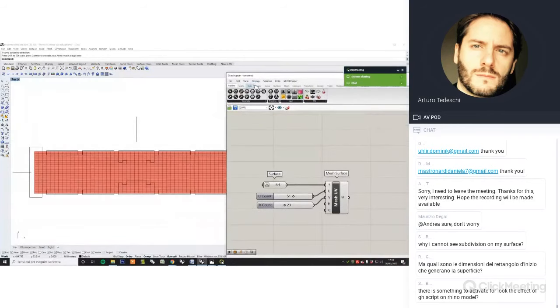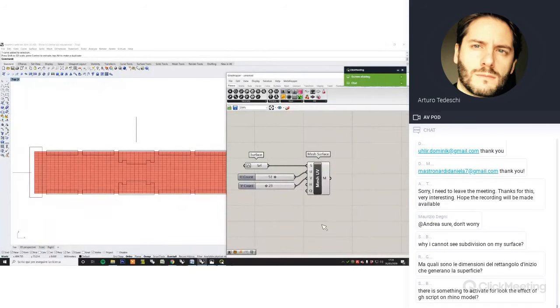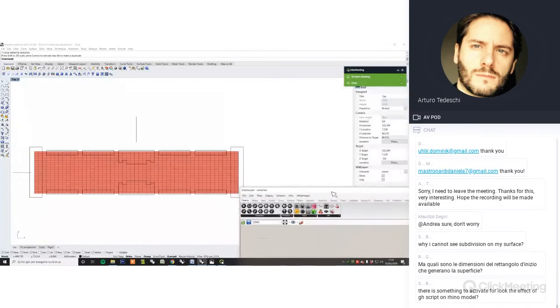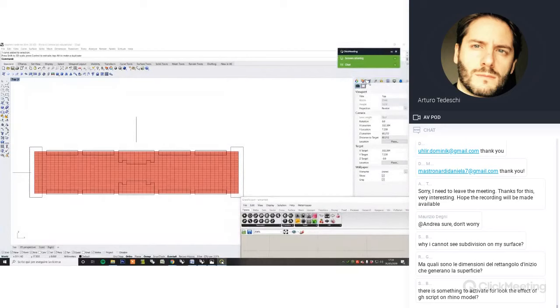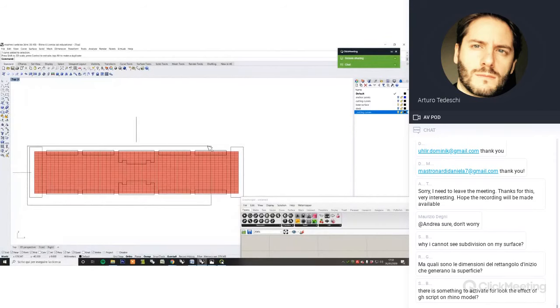So what we're going to do now is collect them. We can also create a layer, call it cutting curves, and we can collect them together.